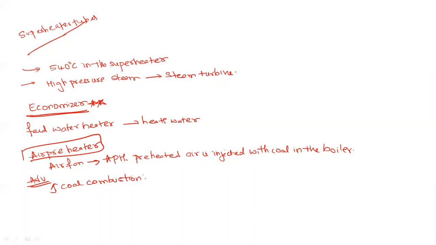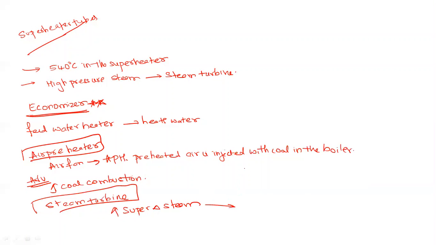Now, note down about the steam turbine. Steam turbine heading. High pressure superheated steam is fed to the steam turbine, which causes the turbine blades to rotate.